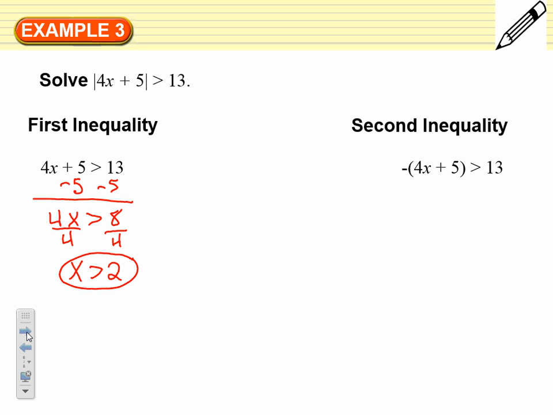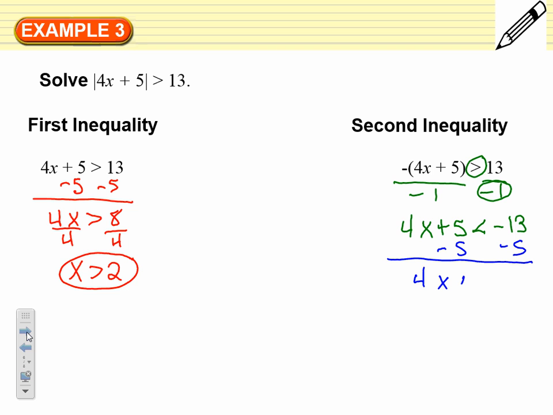The next one, we're going to go over here and solve. First thing you have to do is get rid of that negative. I'm going to divide both sides by negative 1. So I get 4x plus 5. Now when I divide by a negative, I have to change my sign. So now it's going to be less than negative 13. Finish solving this, I'm going to minus 5. 4x is less than negative 18. Divide by 4. x is less than negative 4.5.